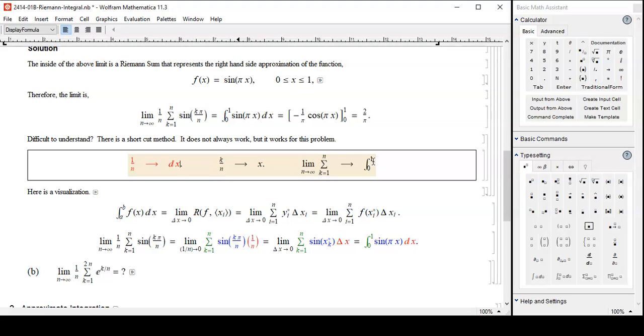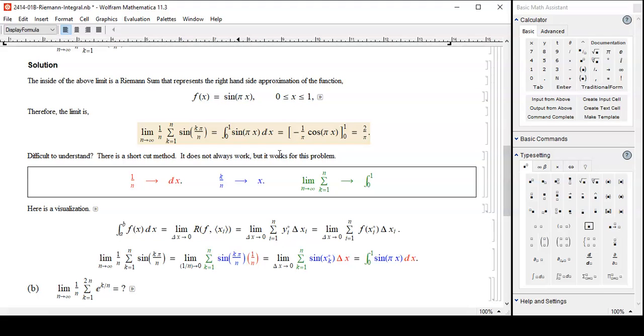And the limit of summation becomes the integral. The hard part is this. k over n becomes x, and you can mechanically change all this into this integral form. That works almost all the time. Remember, 1 over n is dx, k over n is x, and the rest is the integral from 0 to 1.